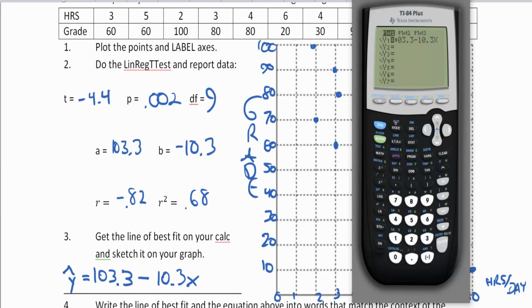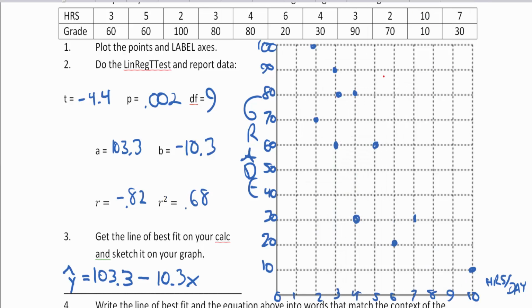Now, it's best to check your window, and we are still going from 0 to 10 by 1s and 0 to 100 by 10s. You will probably have to change your window from time to time, so always feel free to check it. Now, if you hit graph, there's our downward trajectory. It looks like it kind of skims past all these dots and intersects this one and goes right to the corner. So I'm going to try to do that with my line of best fit.